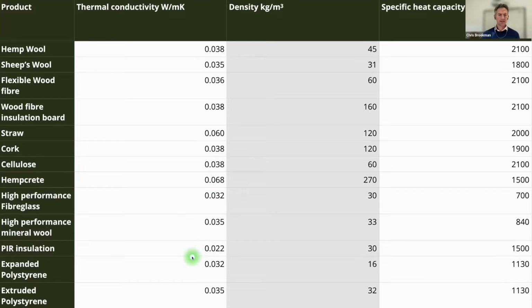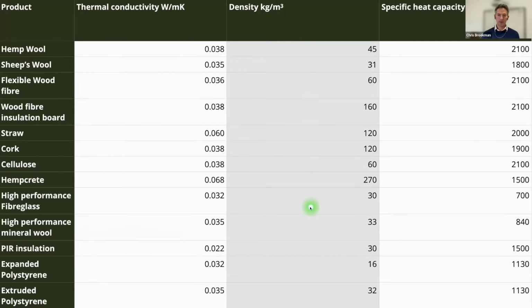I appreciate you can go lower with PIR, but when you're using internal wall insulation, you would generally try and avoid the foil-faced board. So the actual unfaced PIR tends to be around about 0.022. EPS and XPS are, again, similar sort of values. So, in general, you're looking at a similar range.